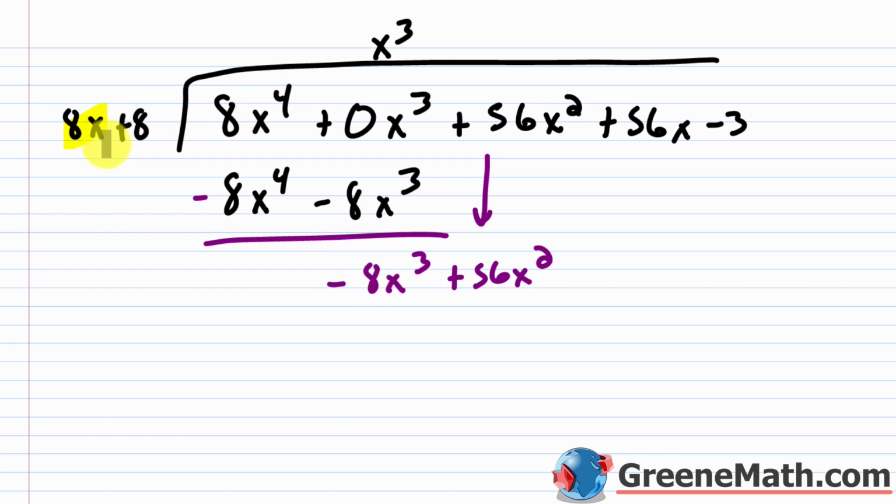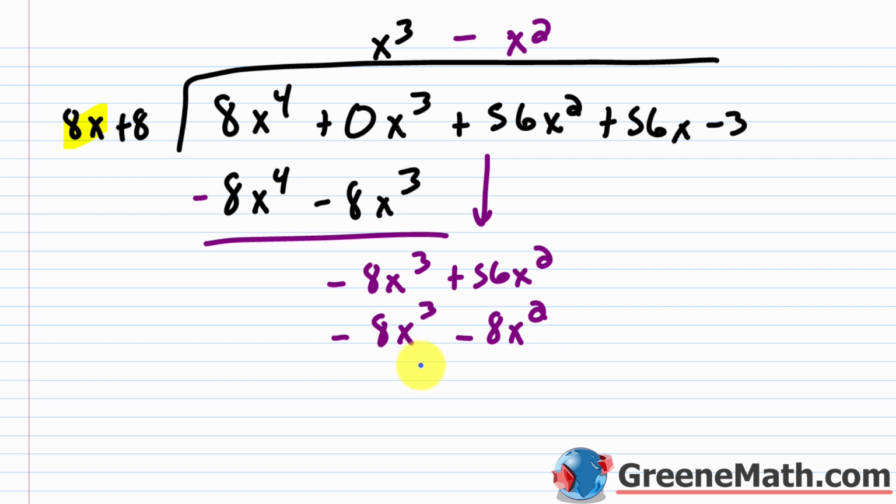Again, all we're doing is leading term into leading term. So what is negative 8x cubed divided by 8x? Negative divided by positive is negative. And then we would have 8 divided by 8, which is 1. X cubed over x is x squared. So let's put negative x squared. And then we're just going to multiply. Let me erase this now. We're going to have negative x squared times 8x. That's going to be negative 8x cubed. And then negative x squared times 8 would be negative 8x squared.